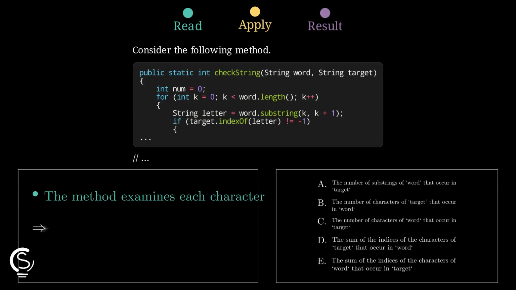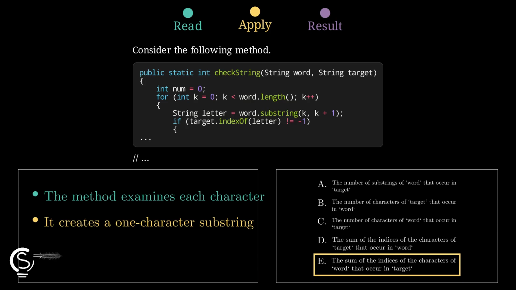If the letter is found, index k is added to the total. The final result is the sum of indices, making option E correct.